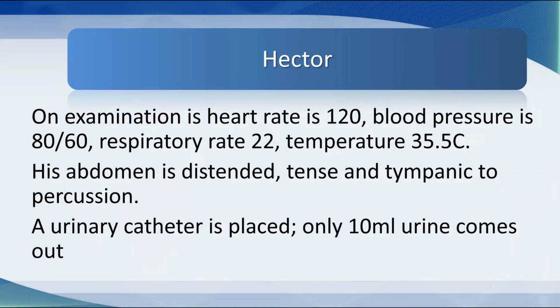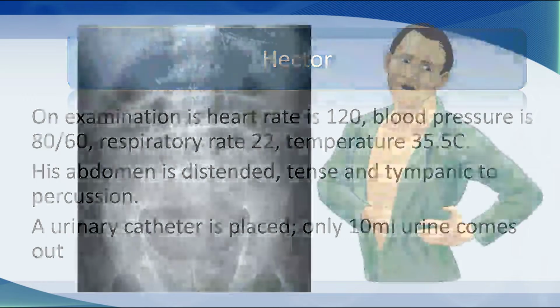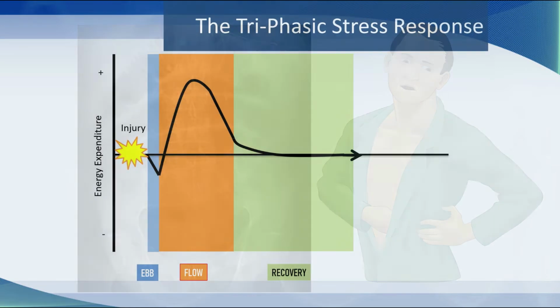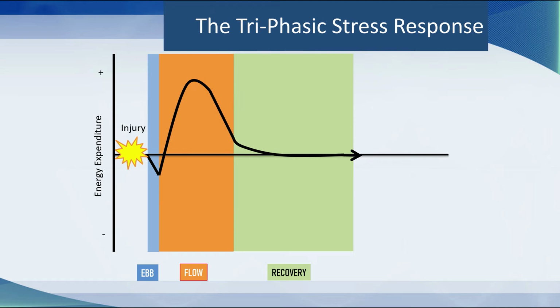A urinary catheter is placed and only 10 mils of urine comes out. On imaging, in a plain abdominal film, you can see these big distended bowel loops with fluid levels. So Hector has an acute abdominal emergency and he is now undergoing a stress response. This is the triphasic stress response, ebb, flow, and recovery, that we previously discussed.